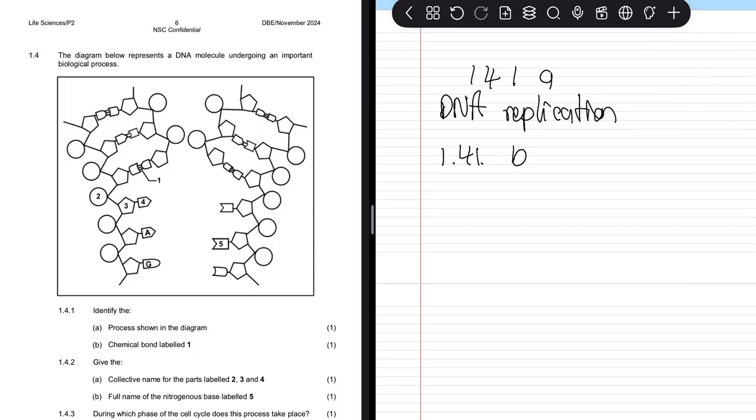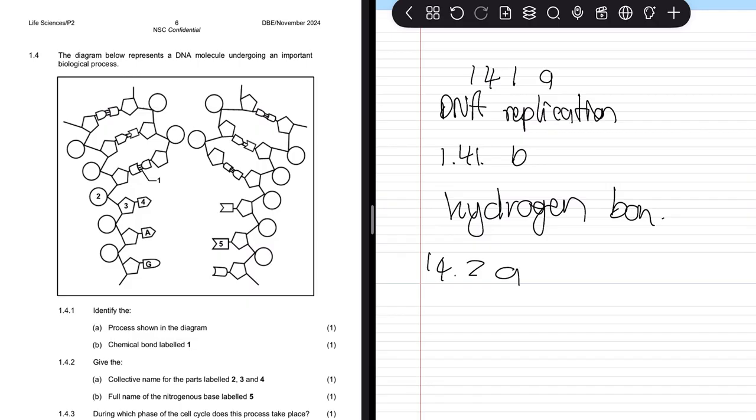Okay, next one. A chemical bond labeled 1. This one is a bond that keeps it together, and as it unwinds, that bond needs to break. So that bond would be our hydrogen bonds.